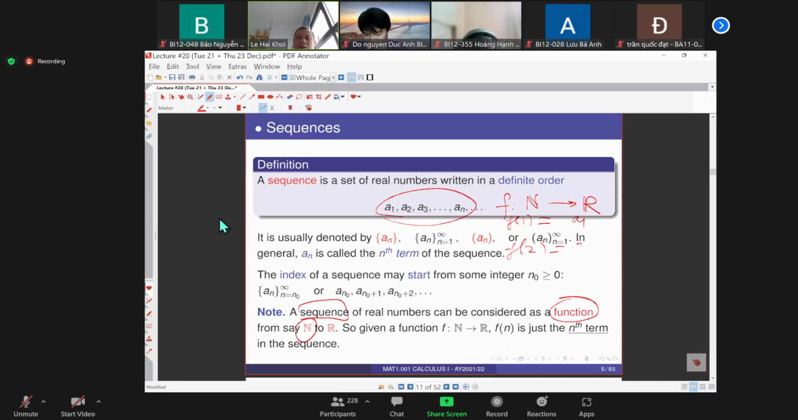Chúng ta có thể coi dãy, có thể coi đấy là một cái hàm số, nhưng xác định trên cái tập các số tự nhiên thôi. Okay. It's also, you have to note this one. Next.